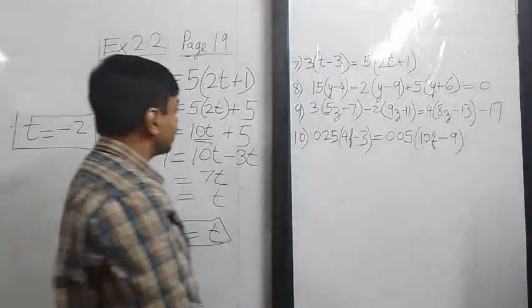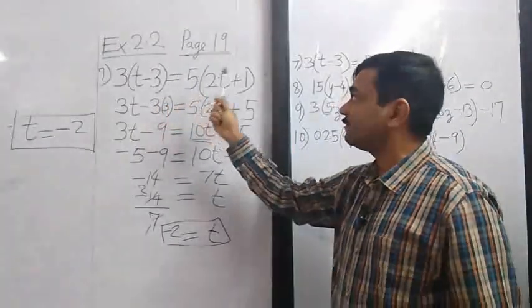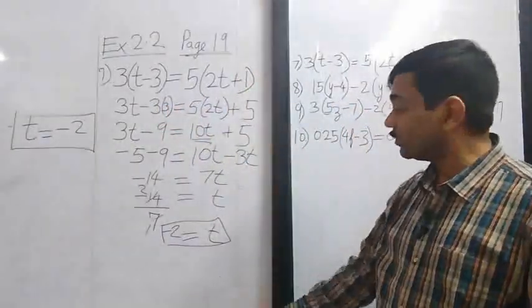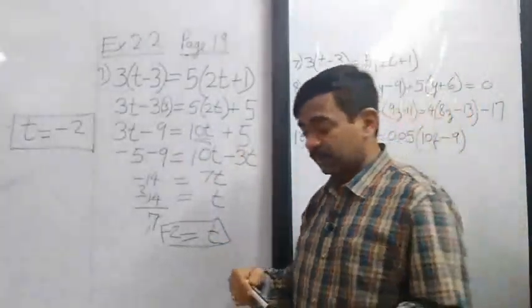We have a good look once again over here. 3 into t minus 3 equals 5 into 2t plus 1. Please have a good look. We have the final answer as t equals minus 2. Let's proceed.